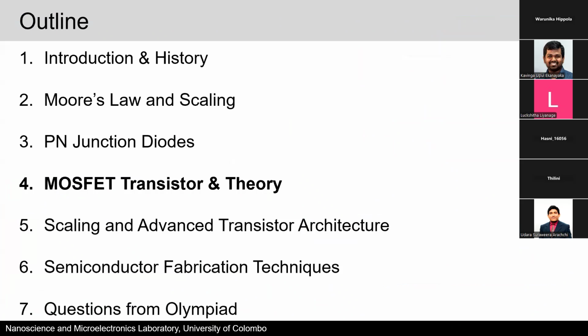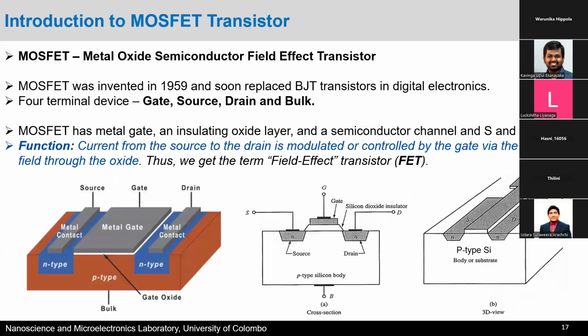So with that information in mind, we can move on to our next topic, which is the MOSFET transistor and the theory, right? So I will introduce the MOSFET transistor to you. MOSFET stands for metal oxide semiconductor field effect transistor. It was invented in 1959, and it soon replaced BJT transistors, which were used in digital electronics. It's a four-terminal device. It has the gate, the source, the drain, and then the bulk, right?